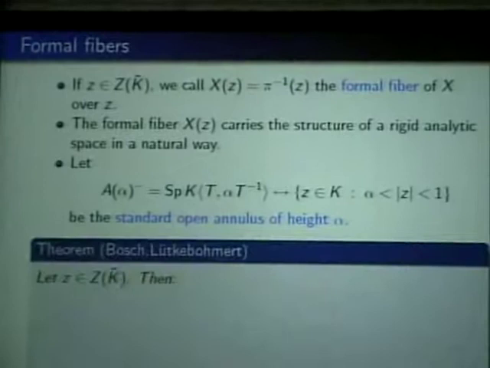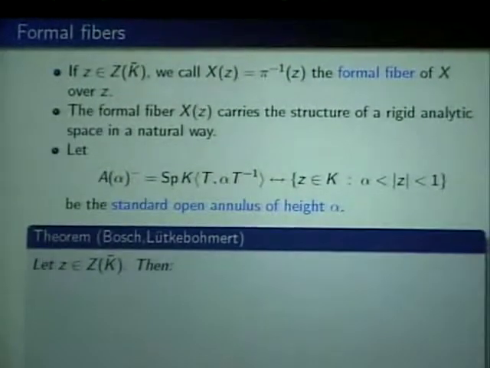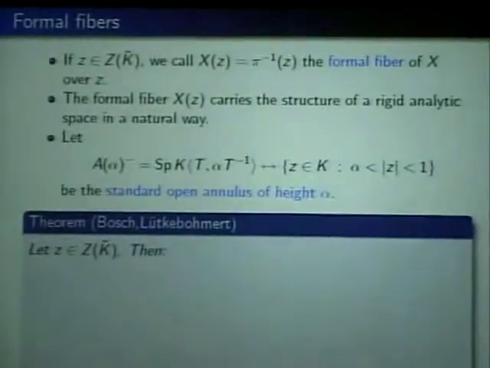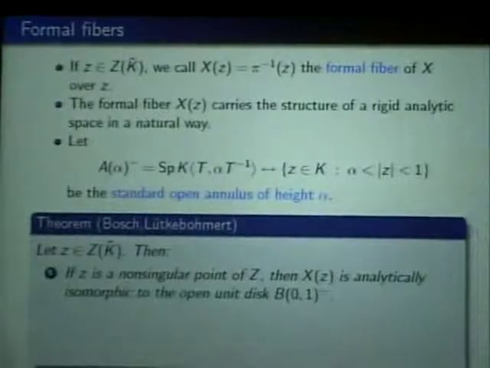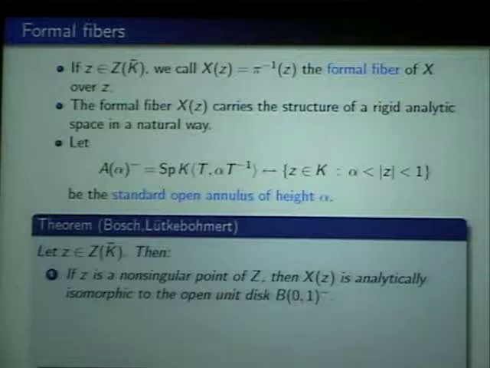Thanks. So the theorem of Bosch and Lütkebohmert is that if I have a closed point in the special fiber, and it's a non-singular point, then the formal fiber is analytically isomorphic to the open unit disk, analytically isomorphic in the category of rigid analytic spaces over K. So for smooth points in the reduction, the set of all things that reduce to that point just looks like an open disk.